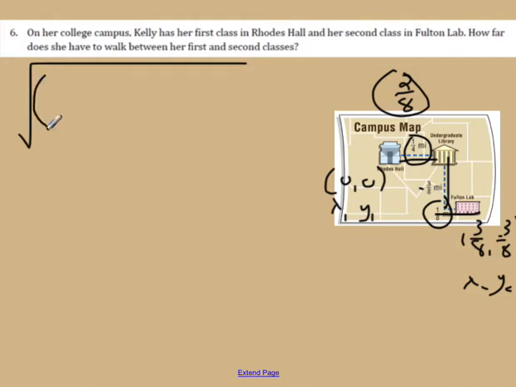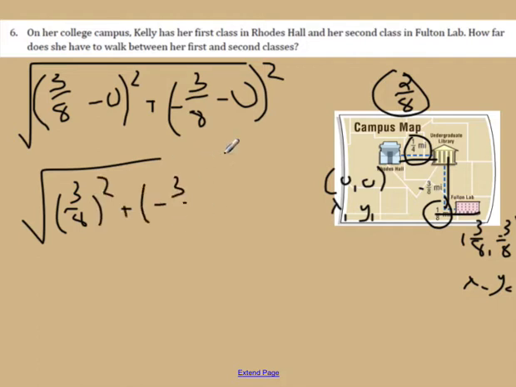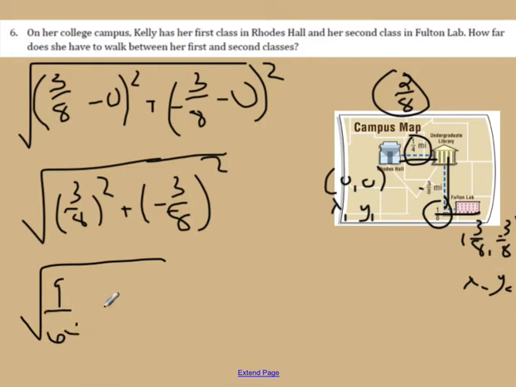So I'm going to do x2 minus x1 and square it plus y2 minus y1, and that's negative, and square it. So then I end up getting 3/8 squared plus negative 3/8 squared. So now when I square it, I need to square the top and the bottom. So 3 squared is 9. 8 squared is 64. Same for this one. Negative 3 squared is still 9 over 64.